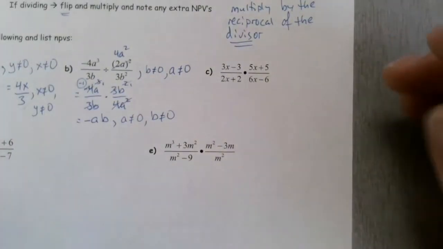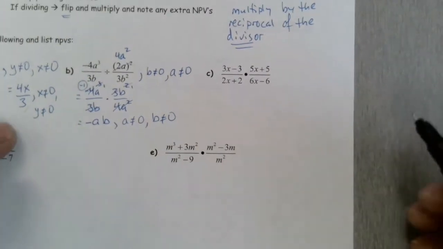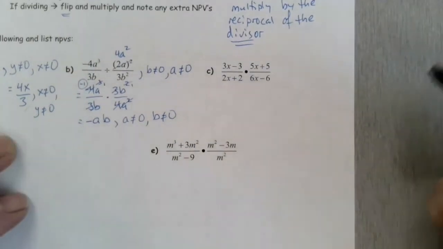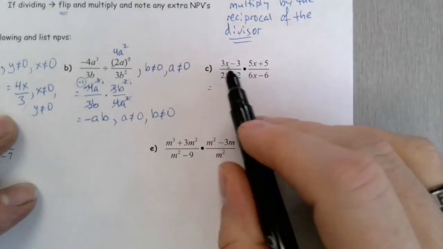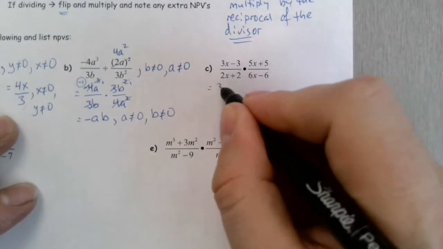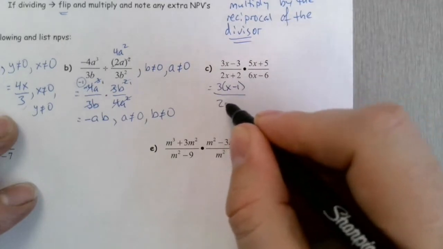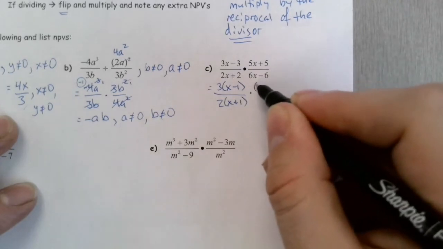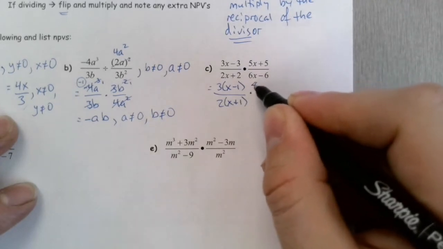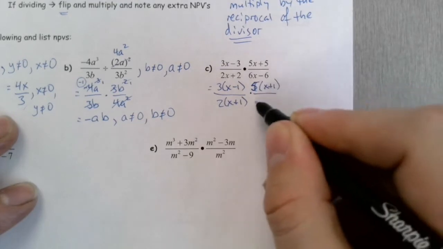Now we're going to take one that's got some polynomial expressions in it with a little bit more meat on them. We're not looking at monomials anymore. So now we're going to factor the numerators and denominators. Now we've got a little bit of work to do. Notice in this first numerator I have a common factor of 3, and in the denominator I've got a common factor of 2. Up here I've got a common factor of 5, and then down here I've got a common factor of 6.